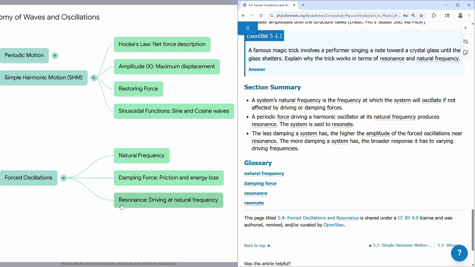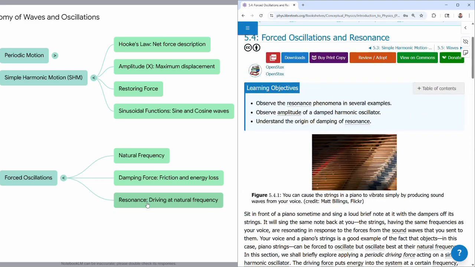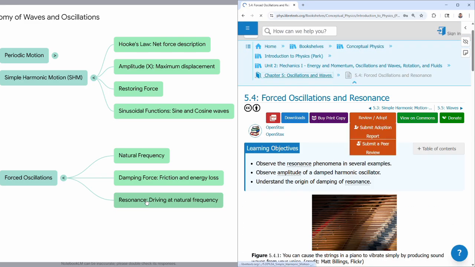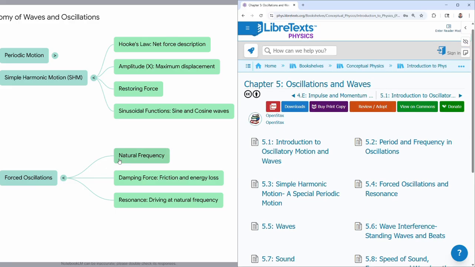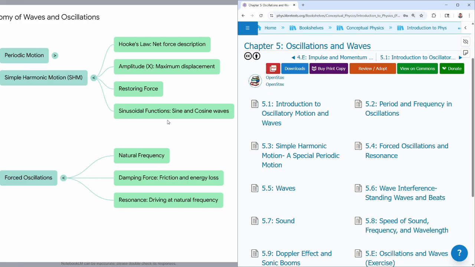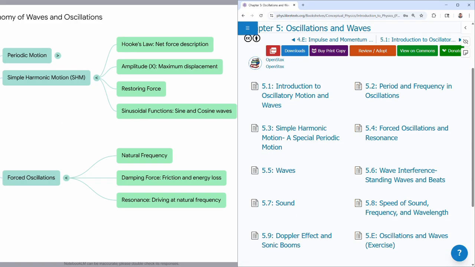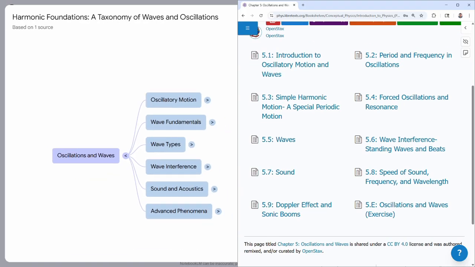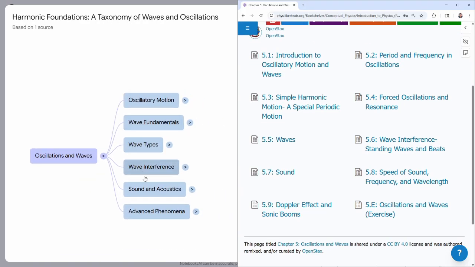And you will also see the concept of resonance when we look at wave phenomena. Some of the wave phenomena can be described as a kind of resonance that's resulting from something driven at some sort of natural frequency. Okay, so that's oscillations. Sections 5.2 through 5.4. The rest of the chapter covers waves. The rest of the branches, these 5 out of 6 branches here.